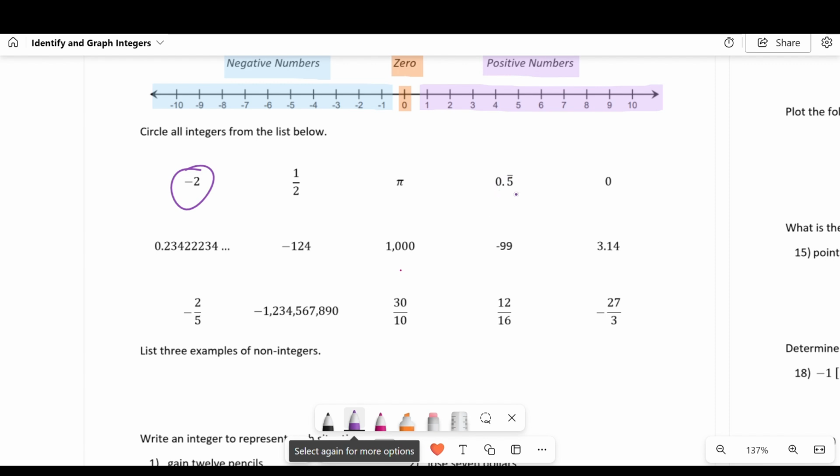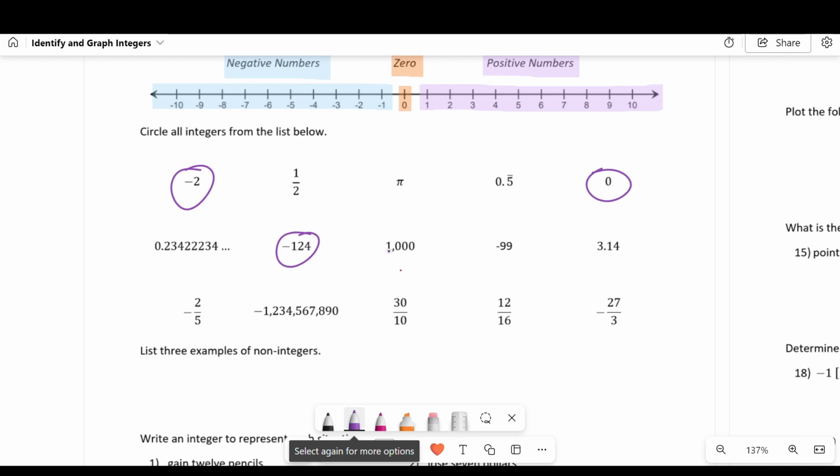Here we have a repeating decimal. That little bar right here means repeating. Also not on a number line. 0. Yep, there's 0 on this number line. I have a decimal that goes on forever, has a pattern, but no repeating. It is not on this number line. -124. Now, it's not currently on this number line, but if I keep going, that's what this arrow means. If I keep going, -124 will show up.